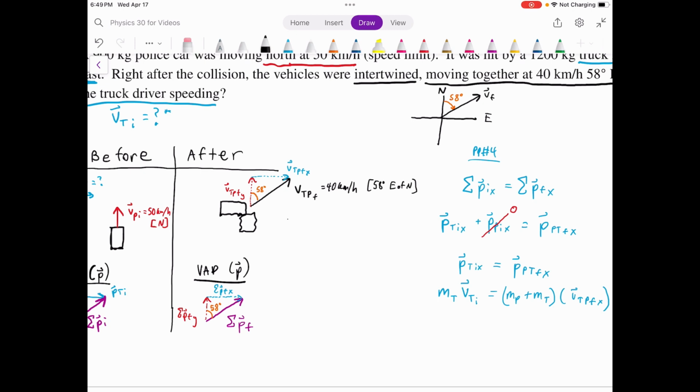So that means sine of 58 degrees equals opposite, which is what we're looking for, v, the x component of their combined velocity, right, over hypotenuse, which is just their actual total velocity.